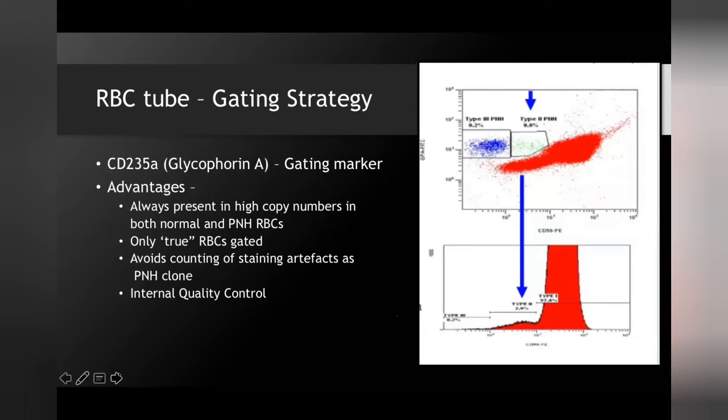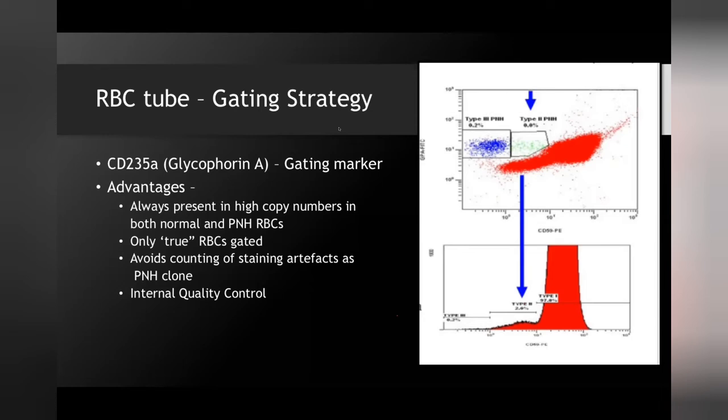Now I want your attention on this plot. This is a dot plot and this is a histogram, from the same sample. If you look at this dot plot, on the x-axis is CD59 and on the y-axis is CD235A. So obviously CD235A is a gating marker and CD59 is the marker whose expression we are going to check, to see whether the cells lack CD59 or not.